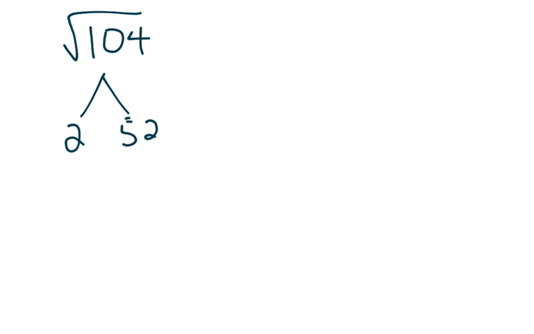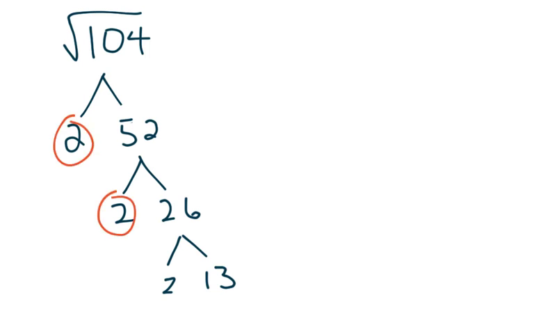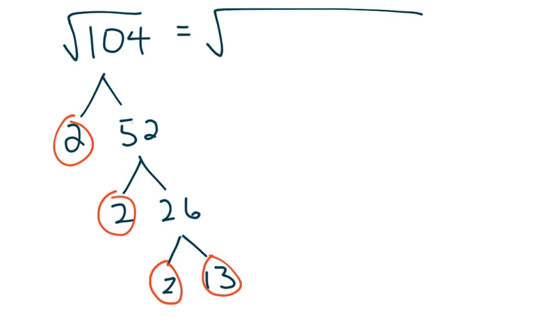And again, I don't know my 52s very well, but it's even, so I can take half of it too. Half of 52 is 26, and again, it's even. Half of 26 is 13. And I know I'm done now because 13 is a prime number. I can't go down any further. So I got 2, a 2, a 2, and a 13. So I'm going to write that 2 times 2 times 2 times 13.